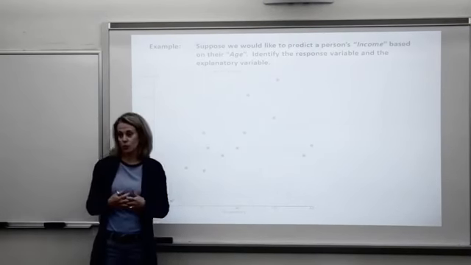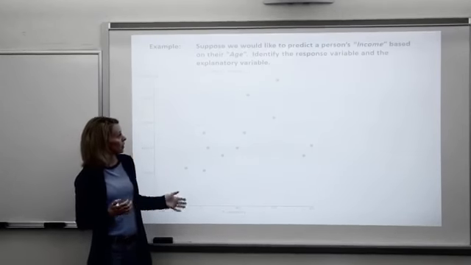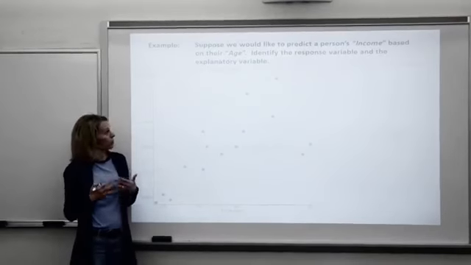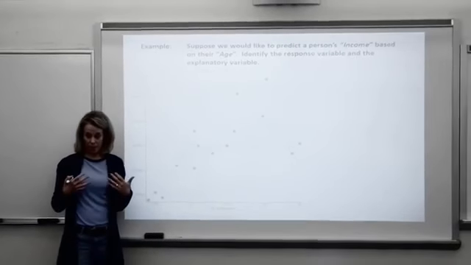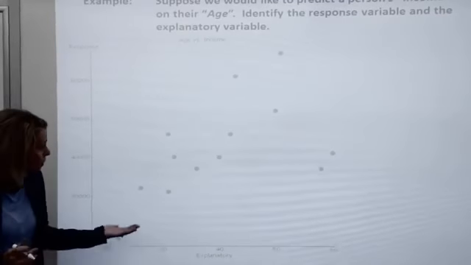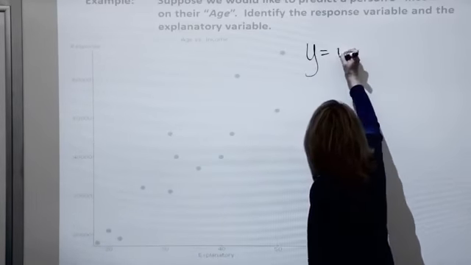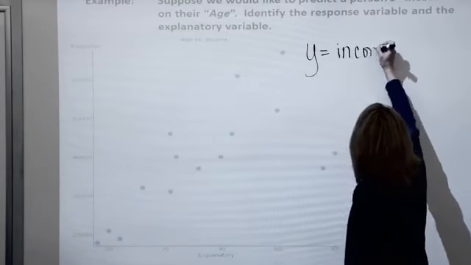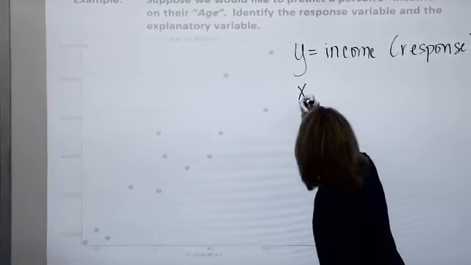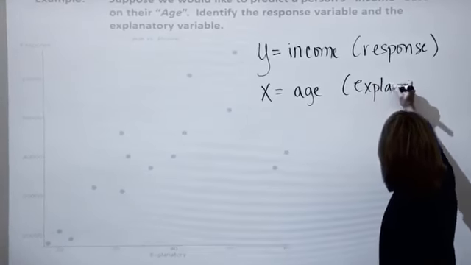Okay, suppose that we would like to predict a person's income based on their age. If that's the case, we'd like to identify which is the response variable and which is the explanatory variable. So the variable of interest to us here is the person's income, and we're using age to help explain their income. So for this problem, income would be the response variable, or y. This is the response. And X would be the person's age. This is the explanatory variable.